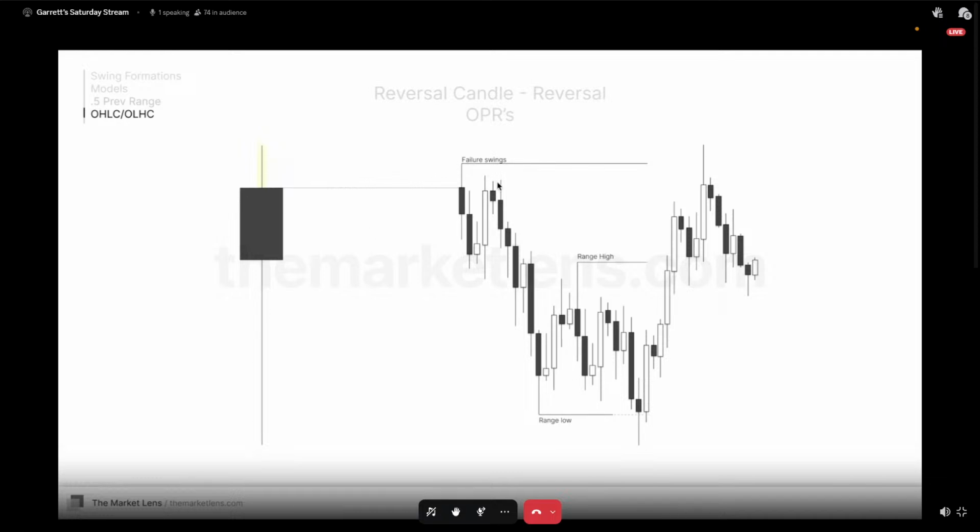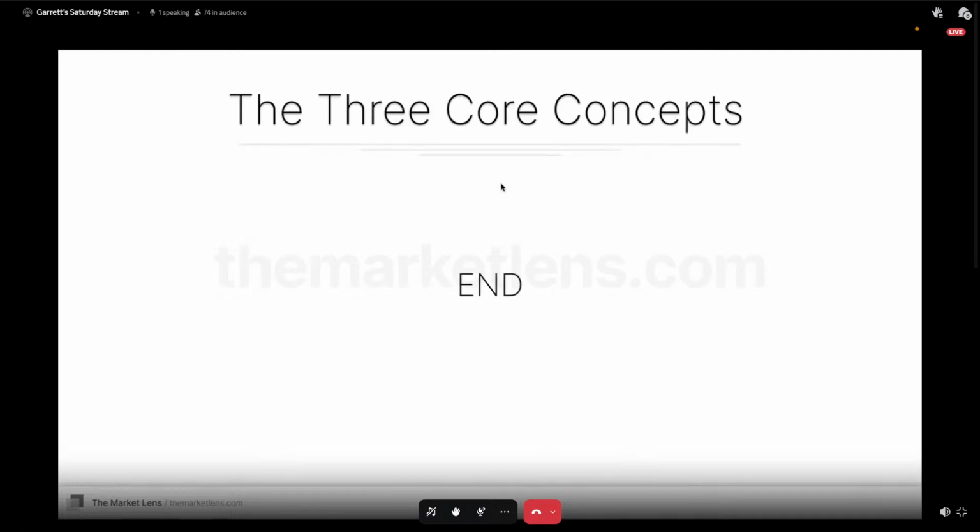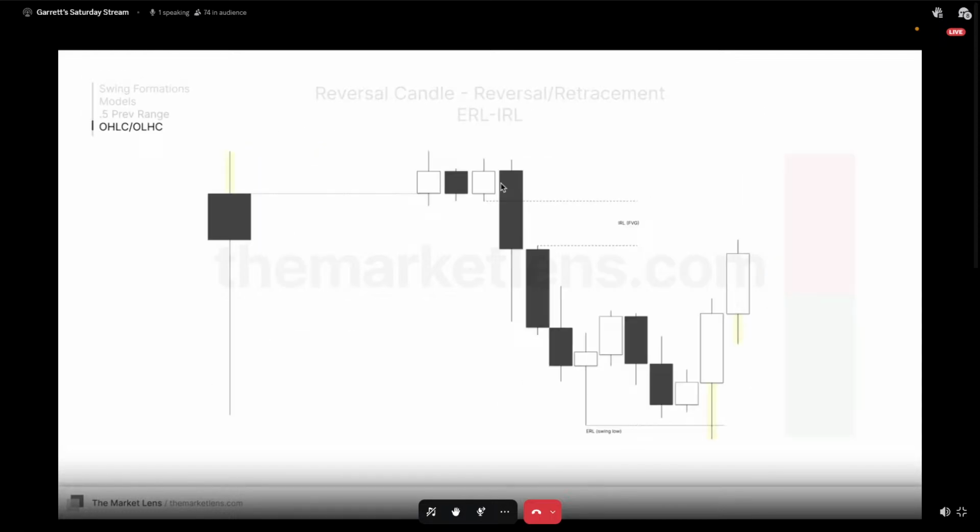Or you're obviously going to target the failure swings that are always going to be there when you're trading a reversal candle, because this is going to be Asia session highs and lows. So either or, you're trading back to here or here. And that is it. That's the framework and how to put it all together.